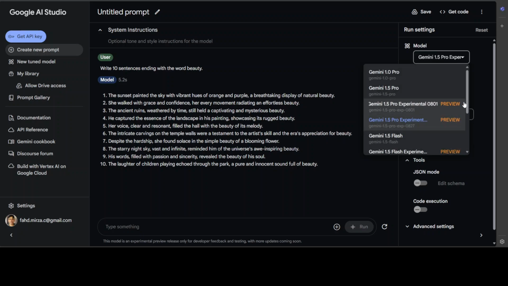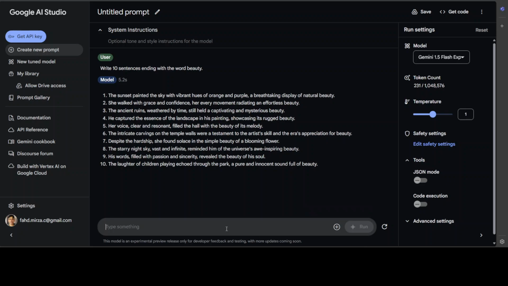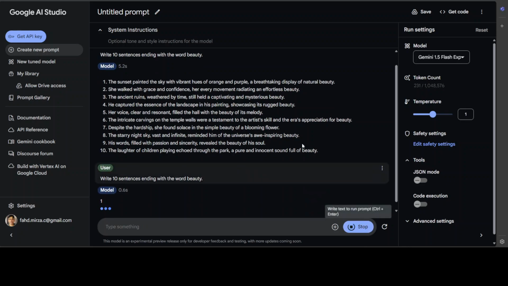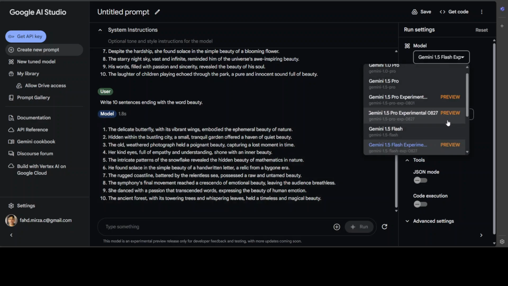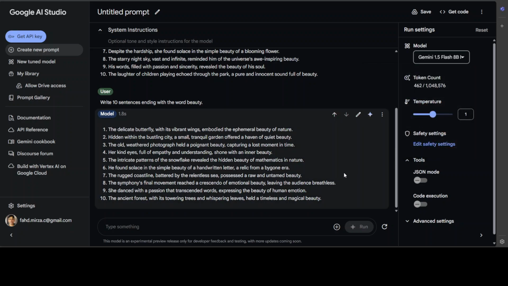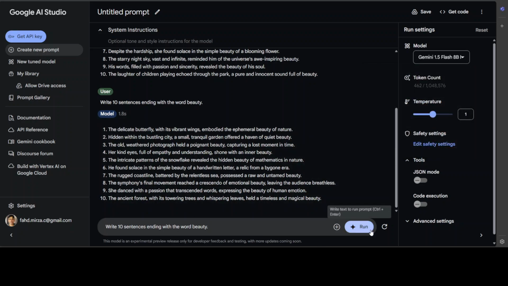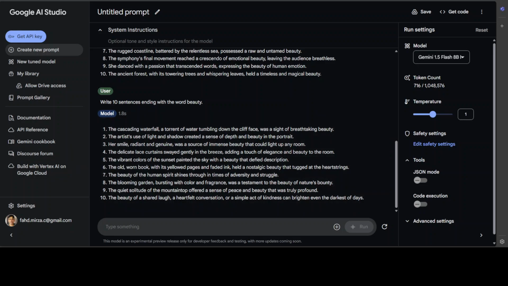Let's try it out with another one. This is a Flash one. Let's try to use it again. Okay, again, you see most of the answers have failed with this Flash one too. Okay, let's try out another one. This is the Flash 8 billion experimental. Let's try. And again failed. So all three models have failed on the first test. Hopefully they will improve in the second one.